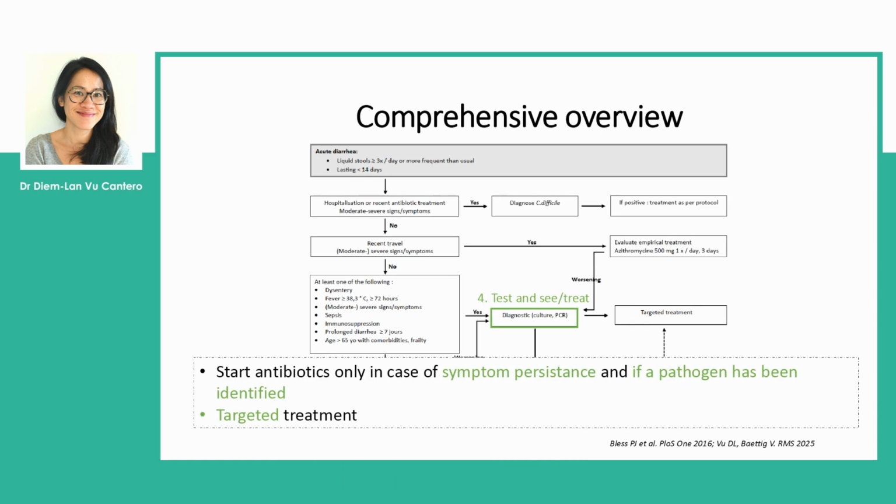And finally, the fourth situation would be a situation where the clinical presentation is not as severe as the previous one, but there are some worrying elements like persisting fever, prolonged diarrhea over 5 to 7 days, and/or an older patient with some frailty. So in this situation, you can test, and according to the result, you can treat if the symptoms have not resolved in the meanwhile.